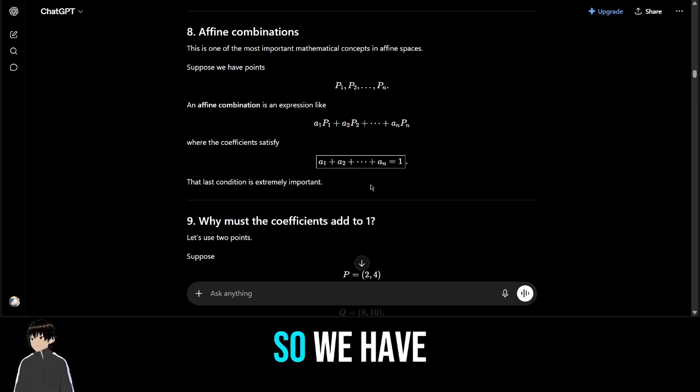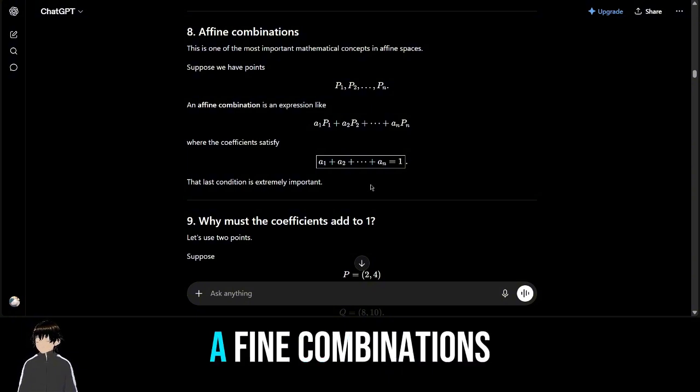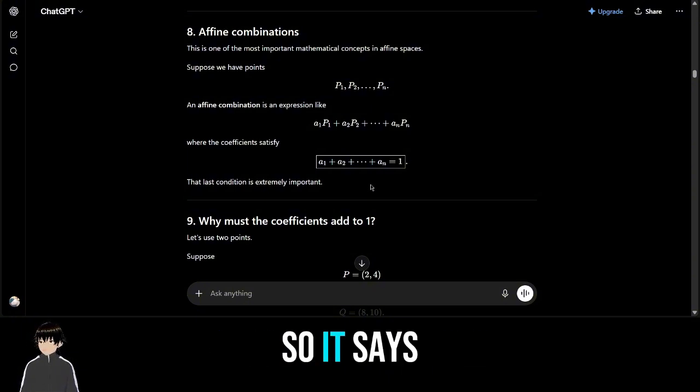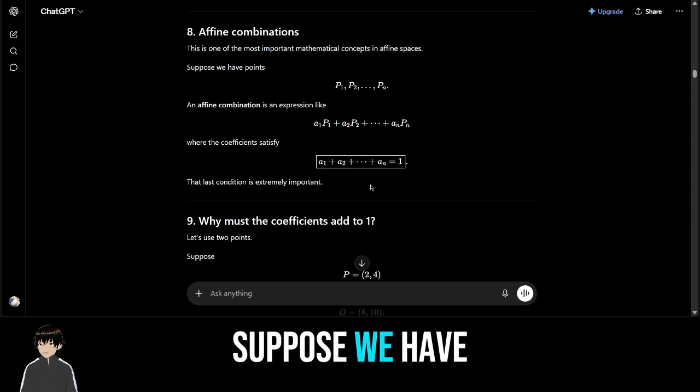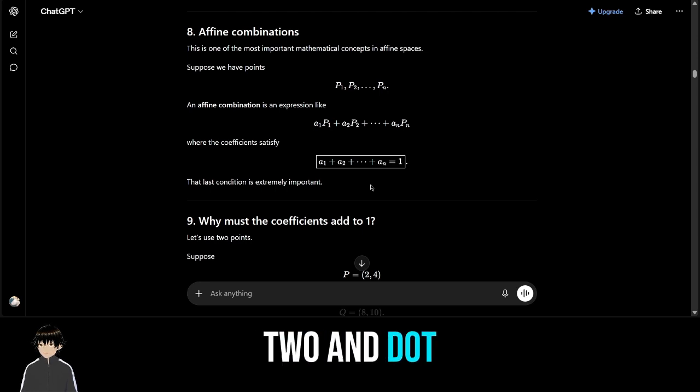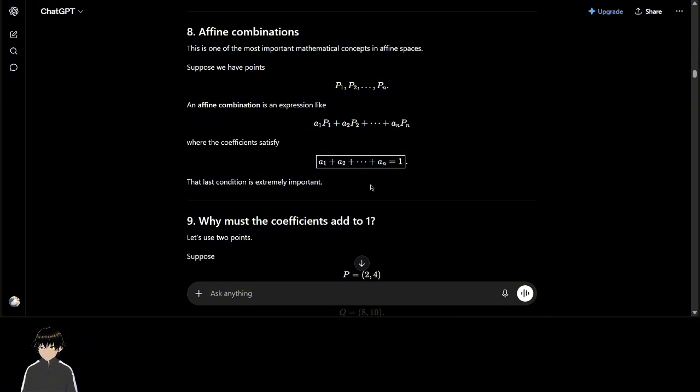Okay, so we have to talk about affine combinations. It says here, this is one of the most important mathematical concepts in affine spaces. Suppose we have points P1, P2, up to Pn. An affine combination is an expression like a1 P1 plus a2 P2 plus ... plus an Pn, where the coefficients satisfy a1 plus a2 plus ... plus an equals 1. So the coefficients must always sum to 1.